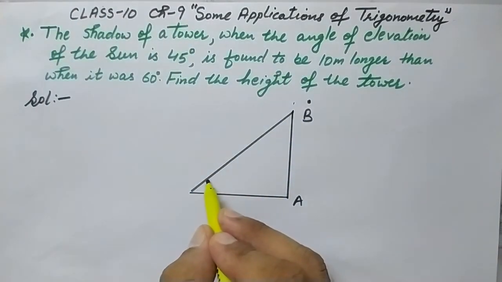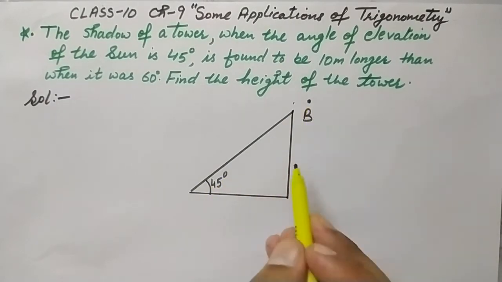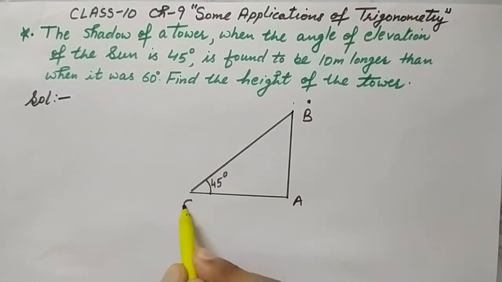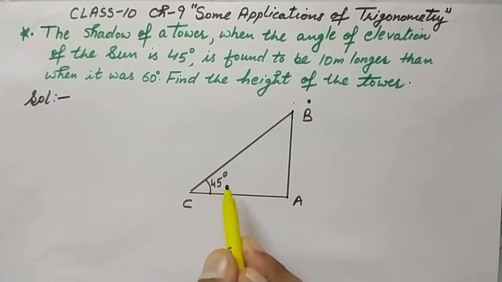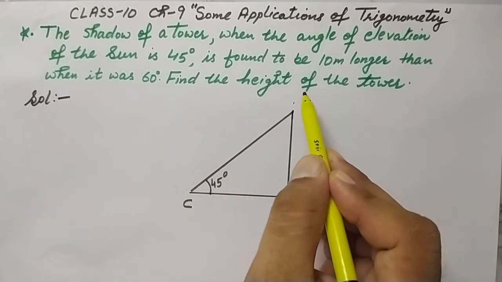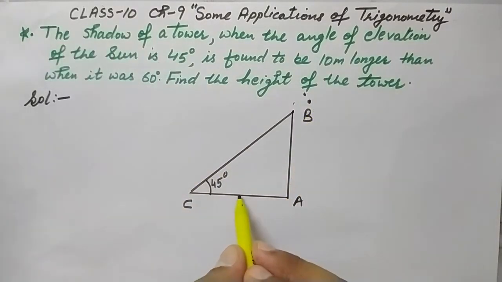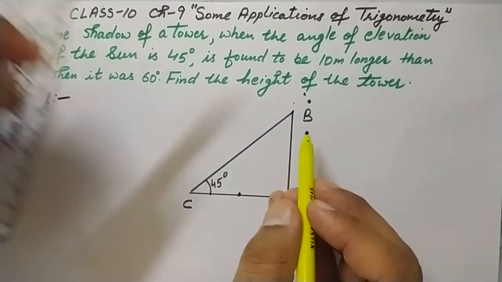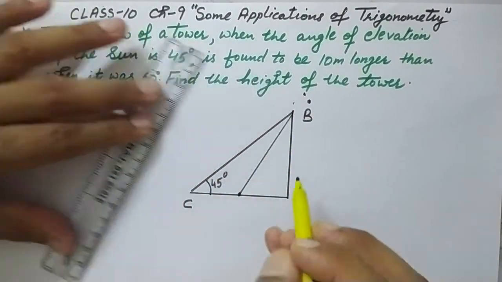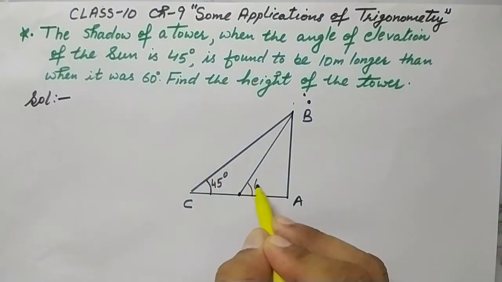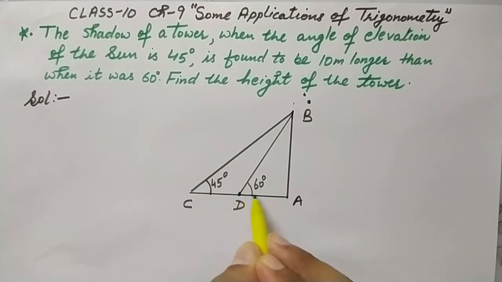So this angle is given in the first case as 45 degrees. This is the sun and this is the tower, and AC is the shadow in the first case when the angle of elevation is 45 degrees. Now when the sun rises up here, the shadow will be reduced. Suppose the shadow is here and this angle will be increased. Now this angle of elevation is given as 60 degrees, and the shadow is here. This time AD is the shadow.